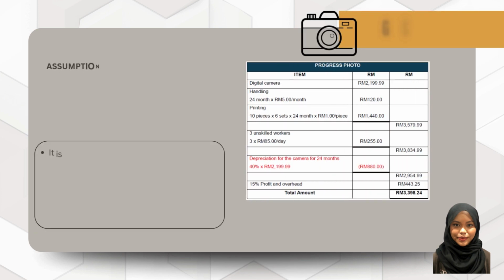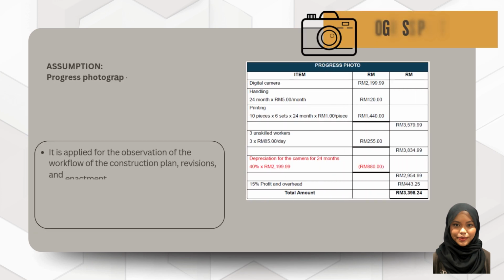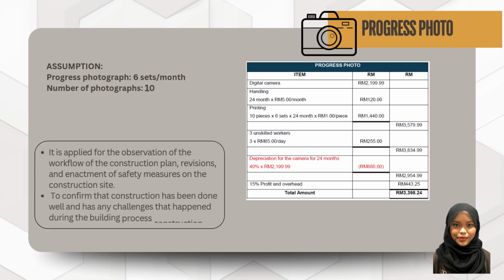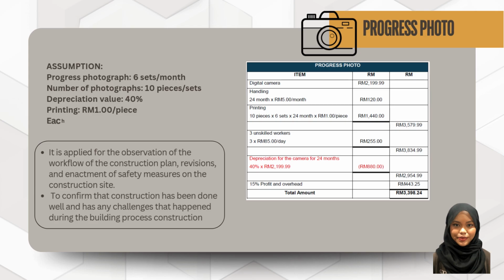Progress photograph is applied for the observation of the flow of construction plan, revision, and enactment of safety measures on the construction site. Construction photograph also serves to confirm that construction has been done well. Construction photography is the best document to prove and a visual insurance policy aimed to capture mistakes, assigning contracts, checking independent MEP, trade contractors, and marketing service.